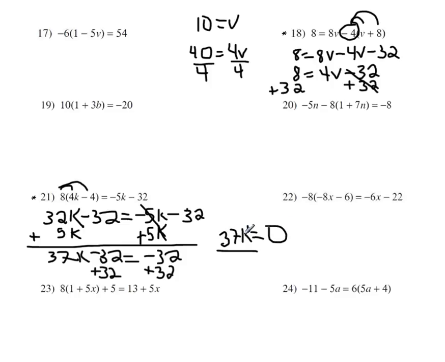We still have to undo this multiplication that's going on between the 37 and the K, so we're dividing both sides by 37. If you put in your calculator 0 divided by 37, or 0 divided by anything, you're always going to get 0. So K equals 0.